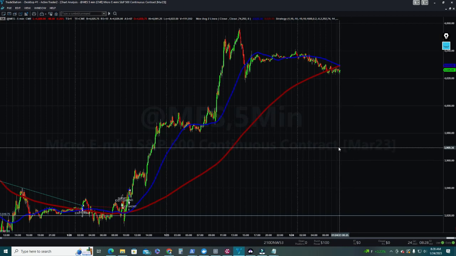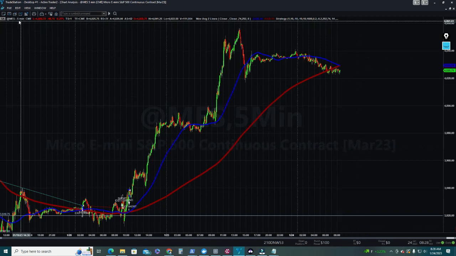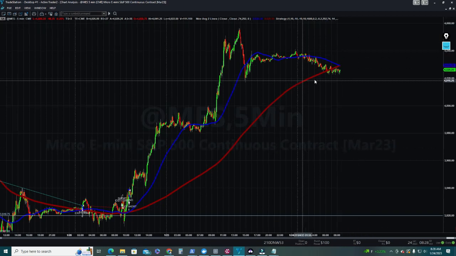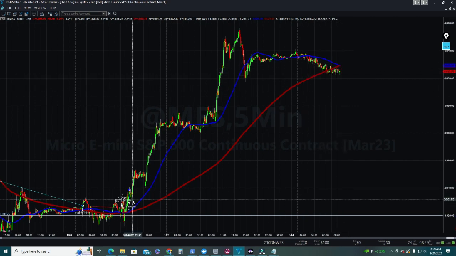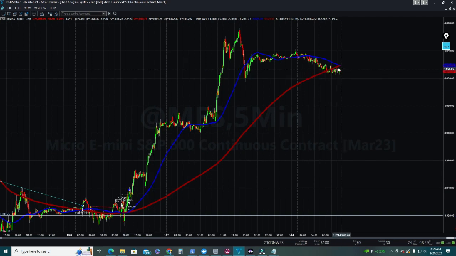Hello everyone, we are live trading micro S&P on the 5-minute chart. We're about to see what's going to happen with this trade. We're pretty much done with the trade.